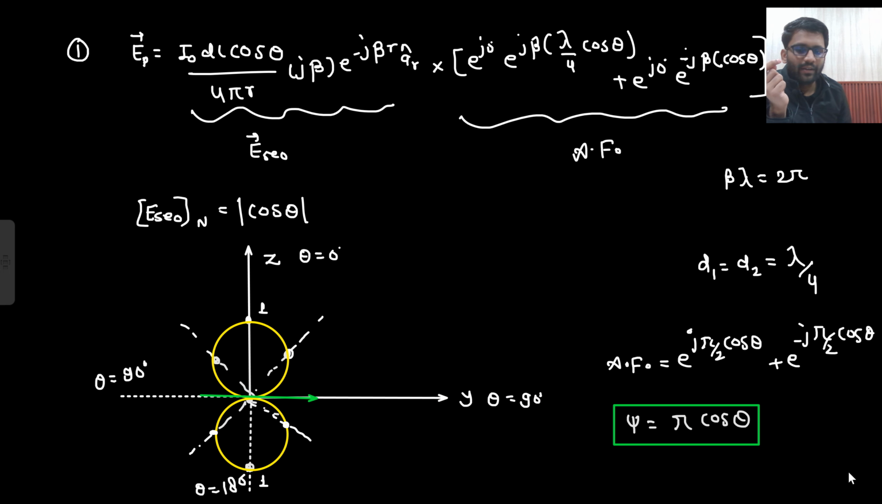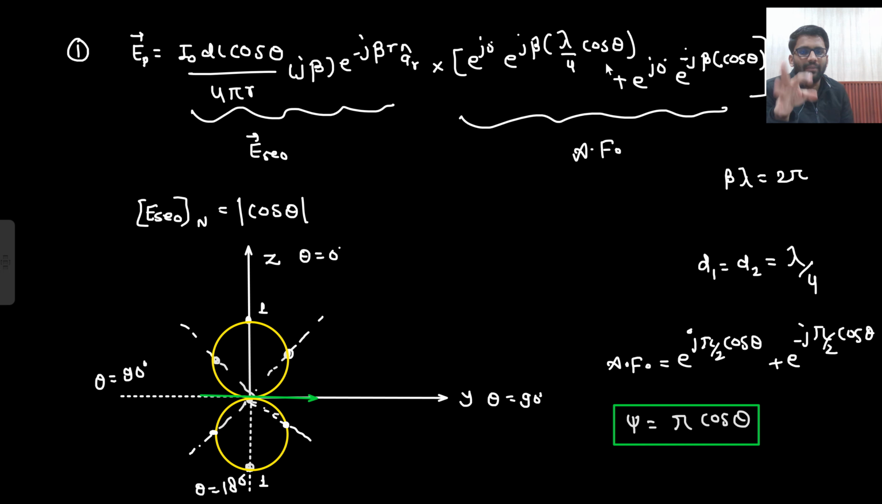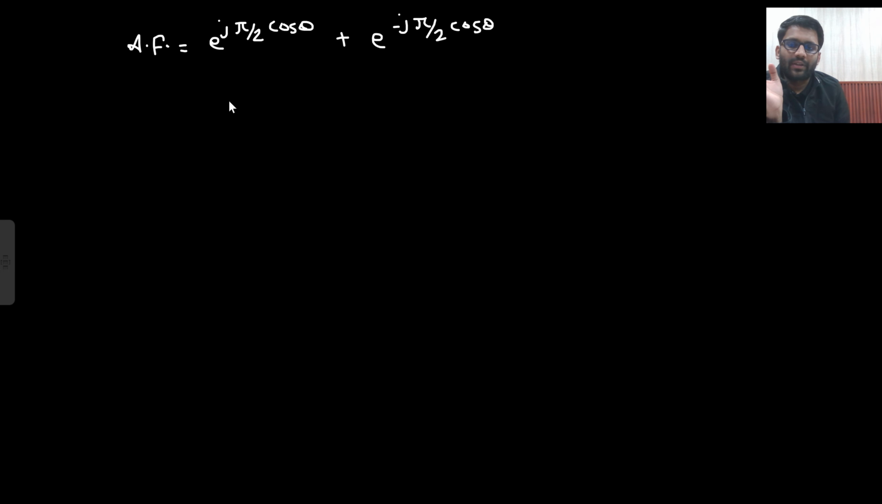Now what do I need to find? Let's write down the array factor here again. Here you need to take special care of the calculation. Let me check if I am doing it correctly. Beta into lambda by 4 is 2 pi by 4, pi by 2, and here also lambda by 4 will come. Right, I forgot. So here pi by 2 cos theta, here also. Okay, it is fine. And my phase difference is coming out to be pi cos theta.